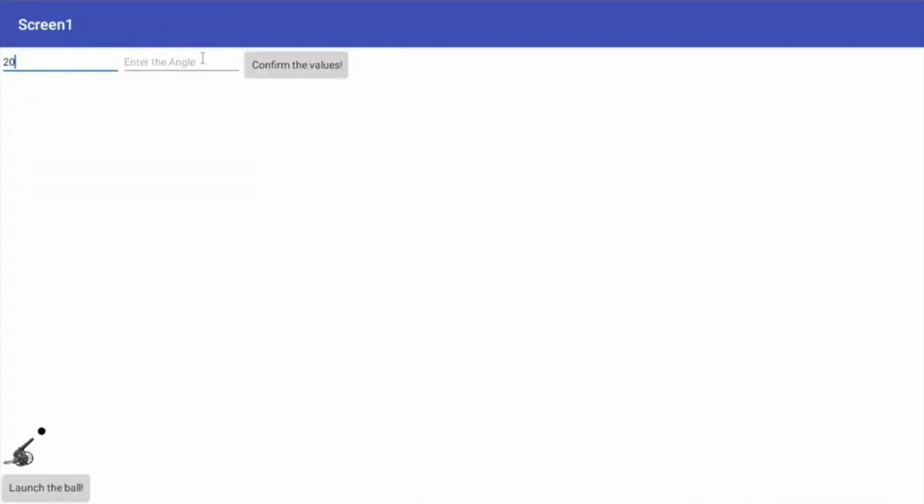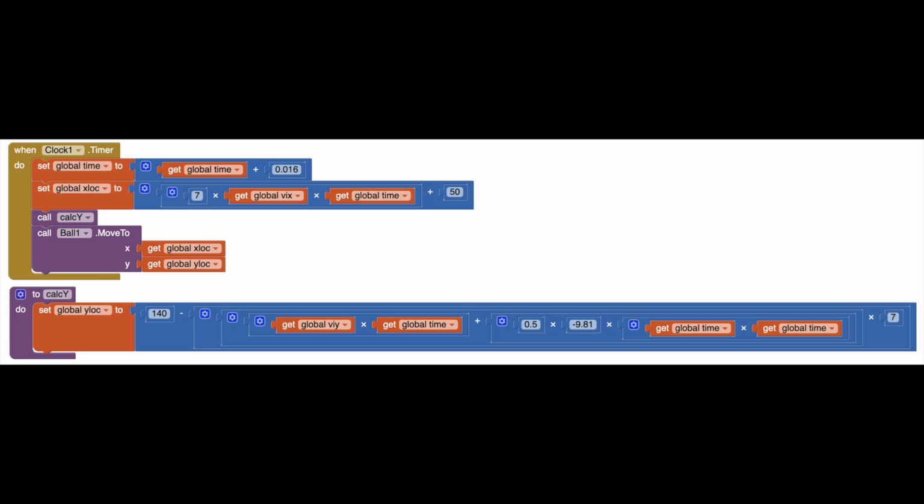Before I go into the code itself, let's look at the simulation first. We enter our initial velocity and the angle we're firing our ball at. In this case, I'll pick 20 meters per second and a 45-degree angle. When I press this launch button, you can see how the ball would move in a vacuum if launched at that angle and velocity. Now, let's look at the code.